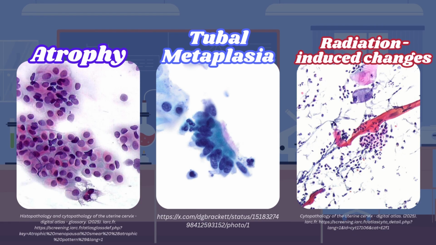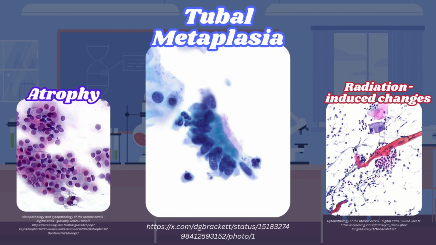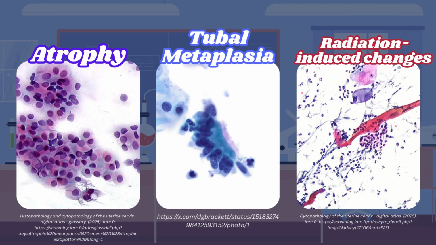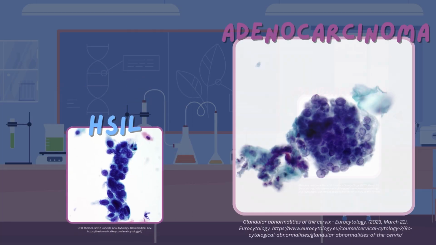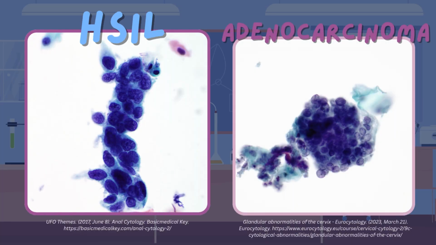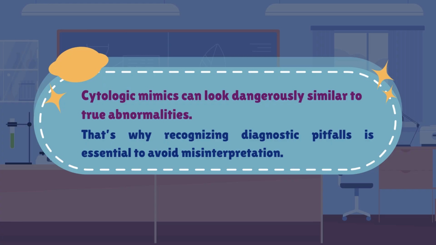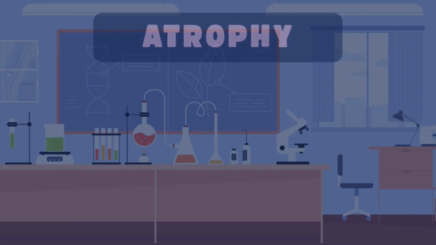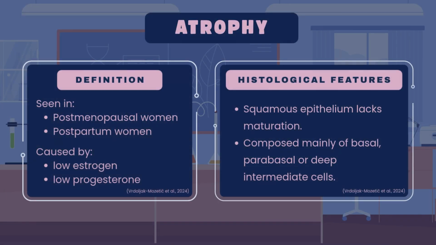Certain normal or reactive changes, like atrophy, tubal metaplasia, or post-radiation effects, can closely resemble serious conditions such as high SIL or adenocarcinoma. That's why understanding cytologic mimics and diagnostic pitfalls is essential to avoid misinterpretation. Let's start with atrophy. Atrophy in cervical cytology is a common finding, especially in postmenopausal and postpartum women.